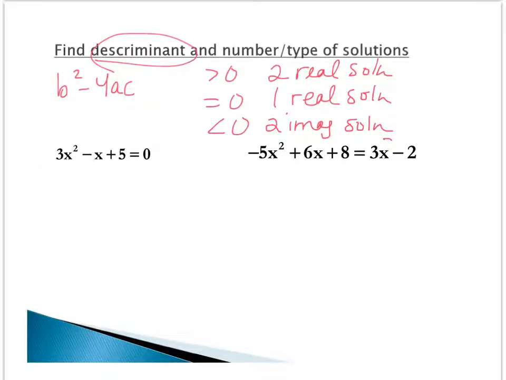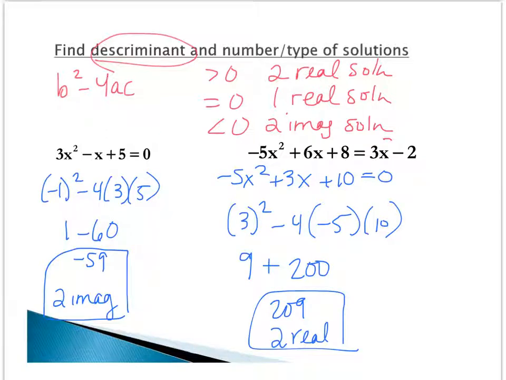When asked to find the discriminant and the type of solutions for a quadratic, you need to first make the equation equal to 0 and identify your a, b, and c. The discriminant is b squared minus 4ac. It is the quantity that is inside the radical before the quantity has been square rooted. If the discriminant is positive, there are 2 real solutions. If it's equal to 0, there is 1 real solution, and if it is negative, there are 2 imaginary solutions. Try the 2 examples below.